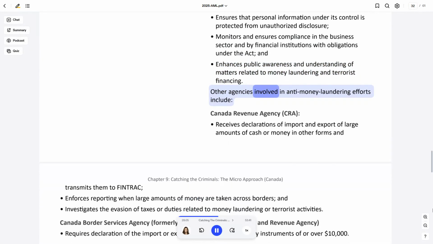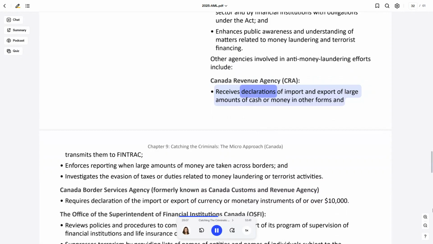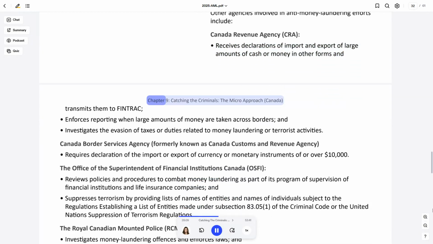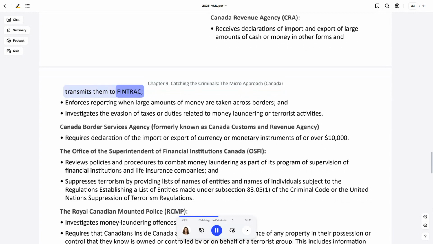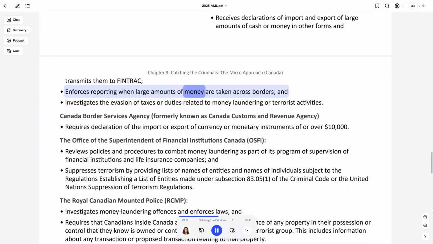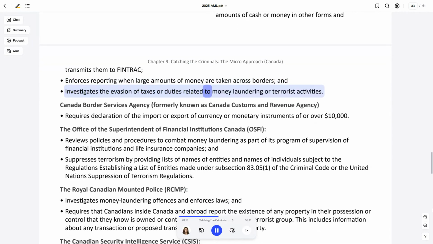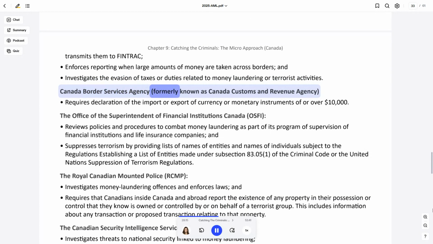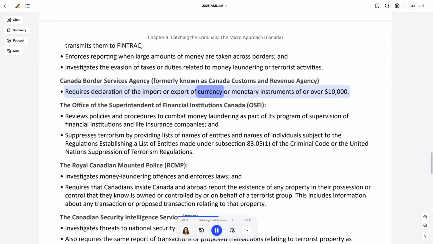Other agencies involved in anti-money laundering efforts include the Canada Revenue Agency (CRA), which receives declarations of import and export of large amounts of cash or money in other forms and transmits them to FINTRAC, enforces reporting when large amounts of money are taken across borders, and investigates the evasion of taxes or duties related to money laundering or terrorist activities. The Canada Border Services Agency, formerly known as Canada Customs and Revenue Agency, requires declaration of the import or export of currency or monetary instruments of or over $10,000.